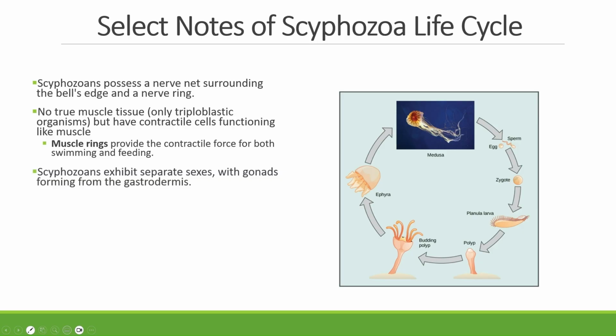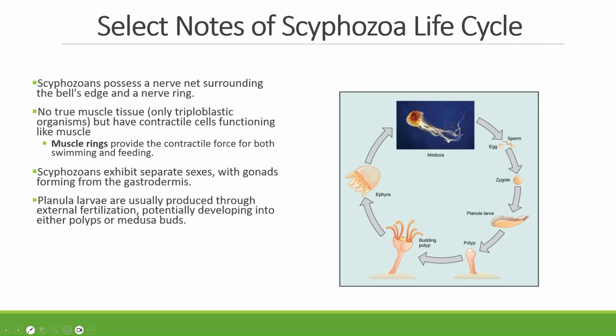These jellies have separate sexes, with the gonads forming directly from their gastrodermis. That's the inner layer, if you'll recall. Fertilization occurs externally in the water, and the resulting zygote develops into a planula larva. The planula eventually settles onto a suitable surface and grows into a small polyp. That polyp then begins to bud off new medusae. In this way, the life cycle alternates between a sexual medusa stage that produces gametes and an asexual polyp stage that allows the population to grow and persist locally.